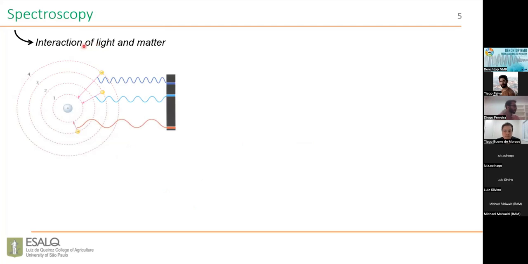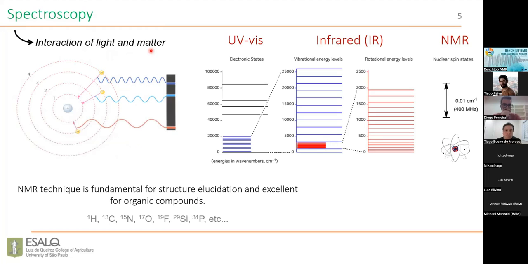NMR is a type of spectroscopy, and spectroscopy is the study of the interaction of light or electromagnetic waves and matter. So in chemistry or physics, we have several types of spectroscopy, each one observing different energy levels of the matter, such as ultraviolet-visible spectroscopy, infrared spectroscopy for observing the vibration energy levels, the rotational energy levels. So NMR is another type of spectroscopy, which is based on the observation of the energy levels in the nuclear spin. So in NMR, we can detect signals from hydrogen, carbon, nitrogen, and so on. NMR technique is very powerful for organic chemistry.